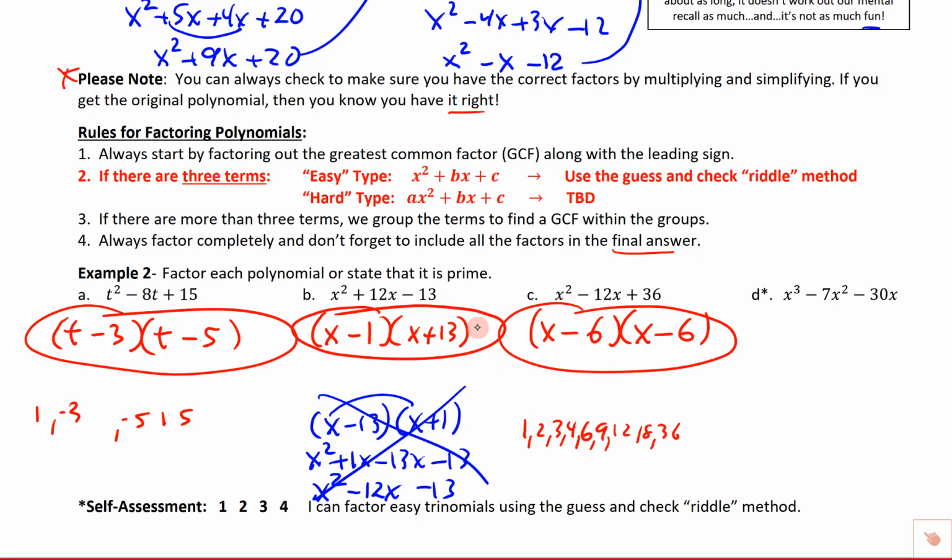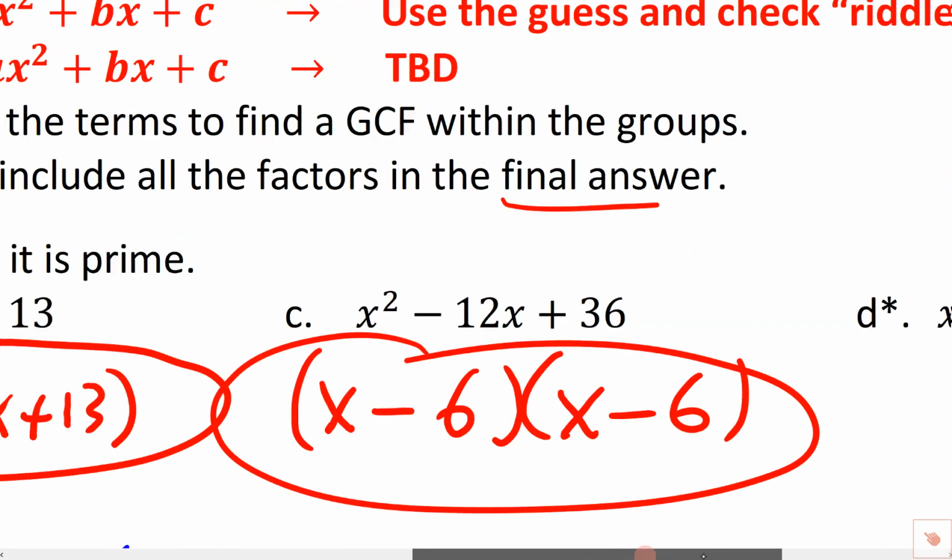Now, if you take a look at D, you'll notice that there's something weird about this. So this one starts off with an x cubed. Remember I said this was going to be easy trinomials? They've got to start off with an x squared. Well, notice that we've got x cubed, x squared, and then an x. So I'm going to zoom in on this one just a little bit, and we'll take a look at that.